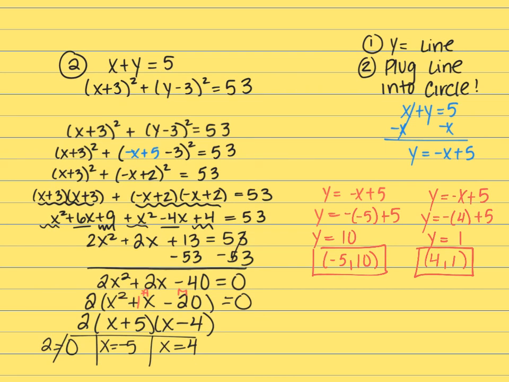So what that looks like is if I had a circle and a line, probably went that way, we could say this is negative 5, 10, and this spot here is 4, 1. And that would be what you are solving for. You found the points of intersection.